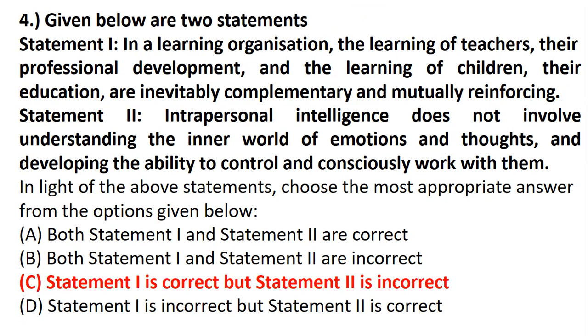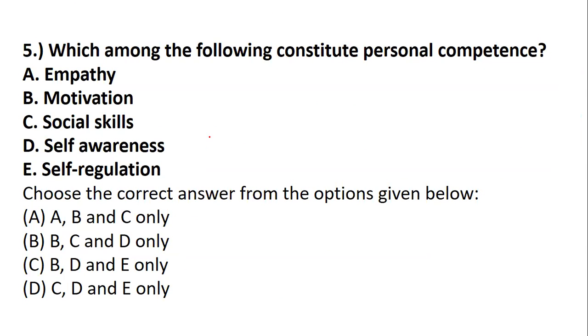So if you look at both the statements, yes, statement 1, that learning organization and the education, it's something which is inevitable, complementary and mutually reinforcing, which depends on each other. Whereas statement 2, intrapersonal intelligence, it should have the understanding of inner emotions and thoughts in order to control them. It's very important. You yourself are the power, the authority to control your thought process, your inner emotions, and accordingly work out. So, statement 1 is correct and statement 2 is incorrect, right? Coming up with the next question.